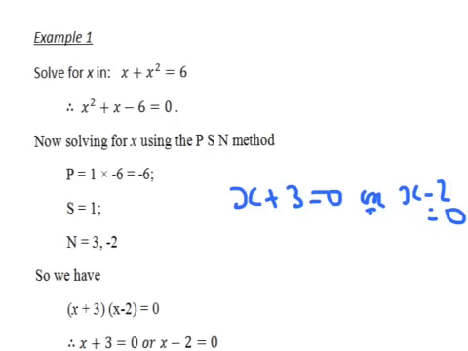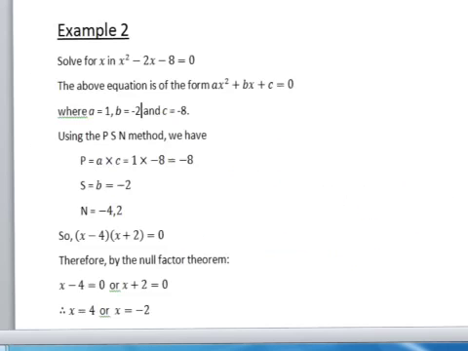So therefore, subtracting 3 from both sides, we have x equal to negative 3, or adding 2 to both sides here, x equals 2. Okay, so two answers, and we would expect two answers in a quadratic equation. Sometimes there are no solutions, and sometimes there's one solution, and we'll see an example of that later.